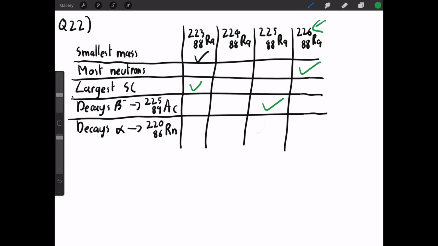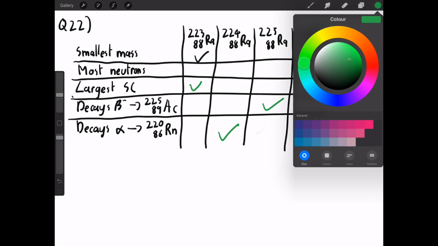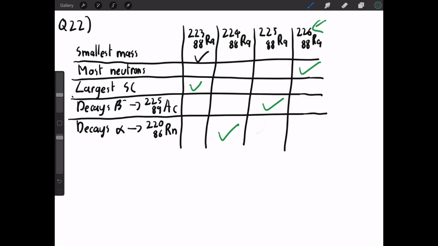And one which decays by alpha decay to 220, 86. So if it's decayed by alpha decay, then it must have a starting mass number of 224, because 224 less 4 gets to 220, and a proton number of 88, which gives us that one. Right, so they're all done.